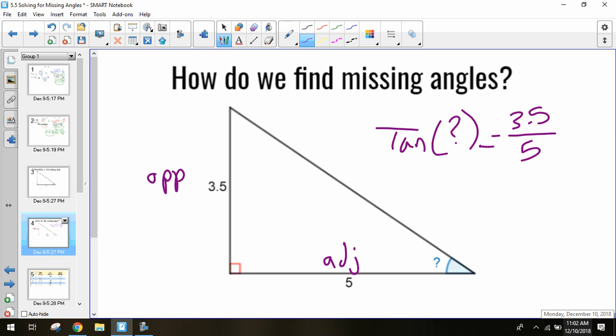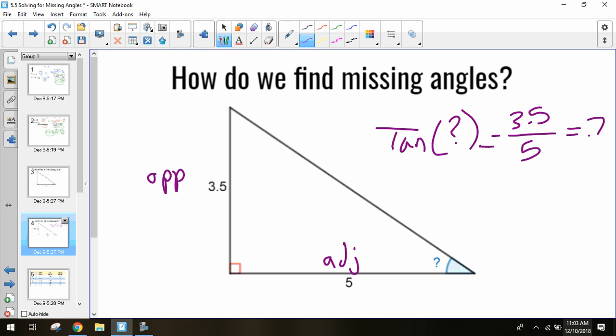So if we figure out what 3.5 over 5 is, all we have to do is check which tangent equals that value. So we could check, does tangent of 1 equal this? Does tangent of 2 equal this? Does tangent of 3 equal this? Does tangent of 4 equal this? That would take a while.